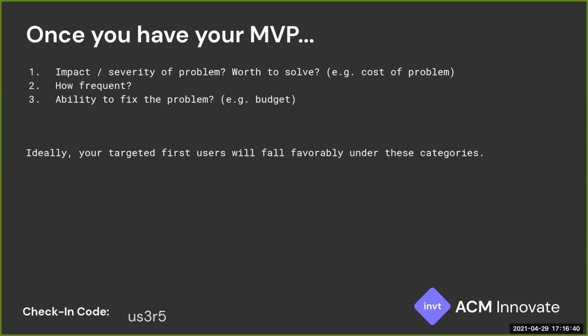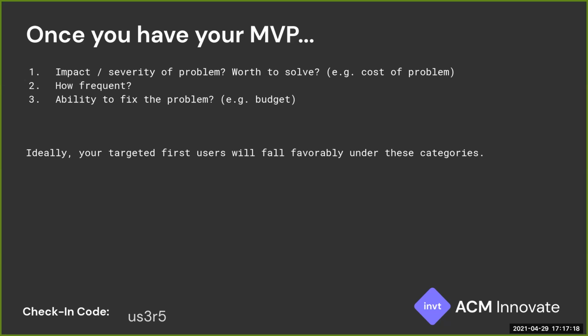So the first bullet point is, what's the impact, or how much does this problem affect or annoy this user? Is it worth solving for them? So how much does this cost them? For example, it could just be money. You could just put a number down and say, okay, this last mile problem, for example, cost my friend $60. A $60 Uber.